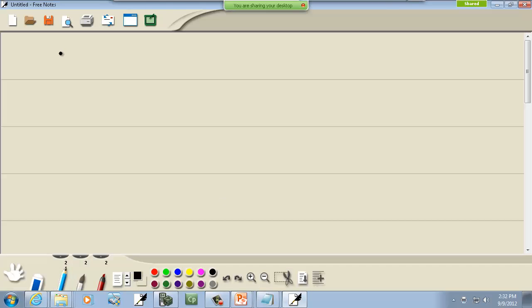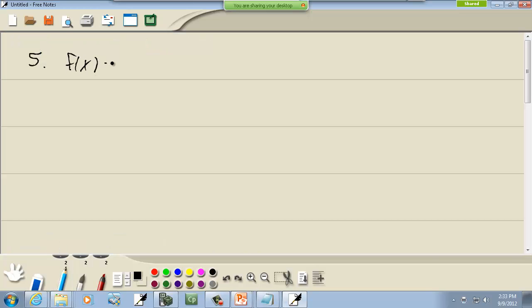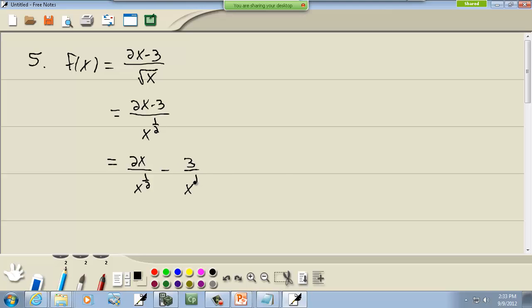Okay, so number 5. Got f of x is equal to 2x minus 3 over the square root of x. Now this looks like the quotient rule, but we have a single item down below. If you have a single item, single term, single radical, or whatever, there's a technique you can do. I'm going to first rewrite it as x to the 1/2 power. If you have multiple terms up on top, you can take each one and put it over that denominator. Like this.